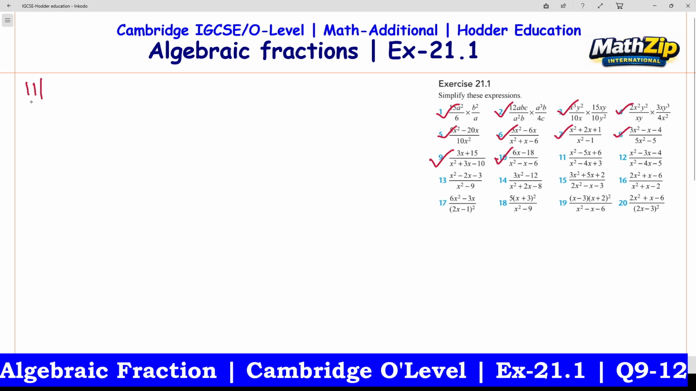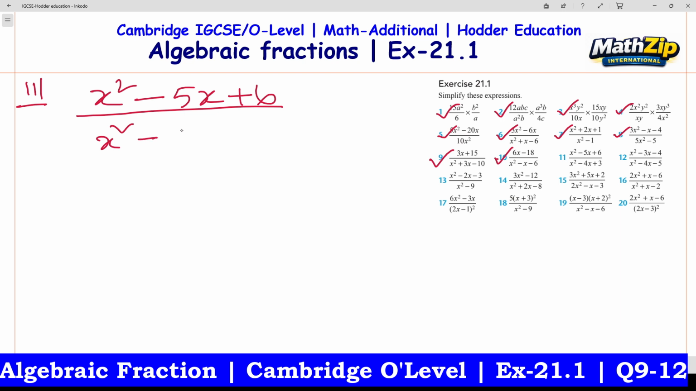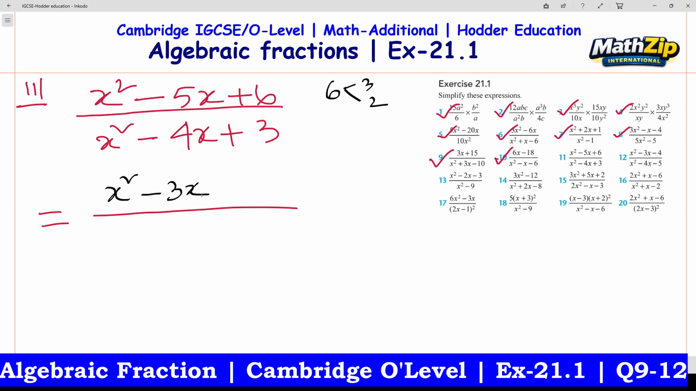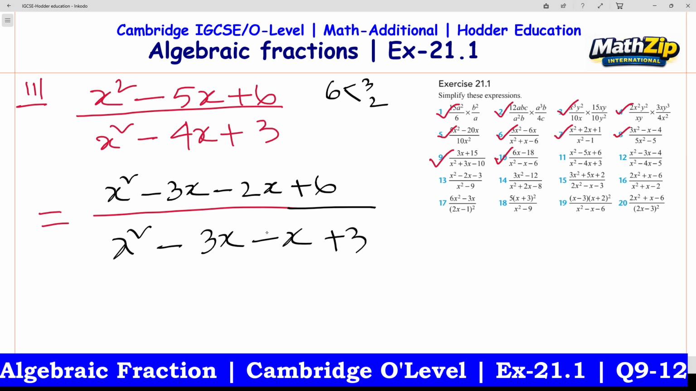Number 11. x squared minus 5x plus 6 divided by x squared minus 4x plus 3. So here 6 can be written as 3 times 2, right? So x squared minus 3x minus 2x plus 6, and here x squared minus 3x minus x plus 3. Why? Because 3 times 1 is 3, and minus 3 minus 1 will be minus 4.